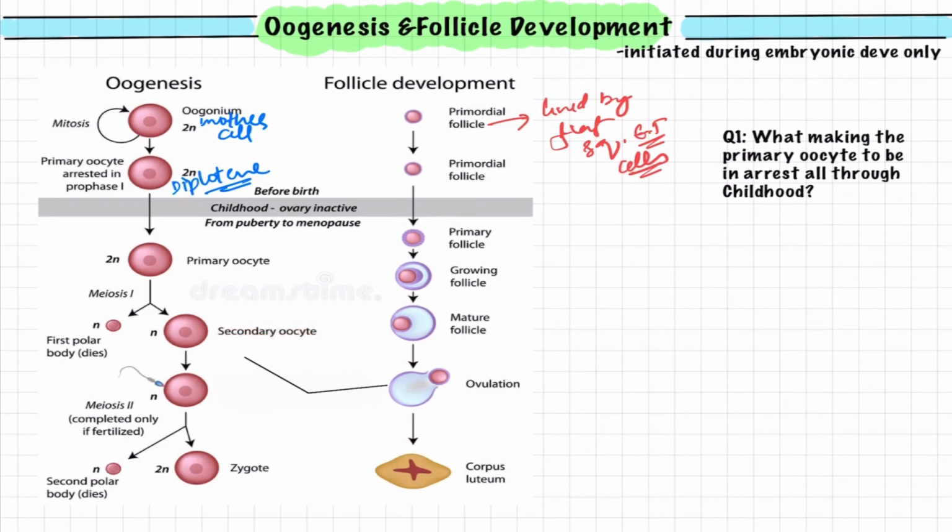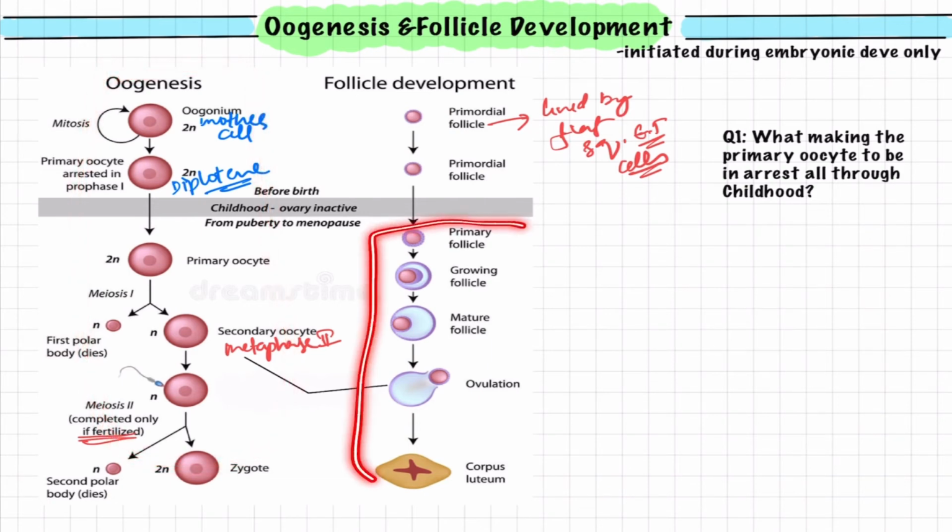These secondary oocytes again get arrested at metaphase 2. The secondary oocyte will complete its meiosis 2 only if fertilization takes place. So if the sperm fertilizes this ovum, only then will it complete, leading to the formation of the zygote and the second polar body. Here is the first polar body. So these are all the oogenesis cycle.